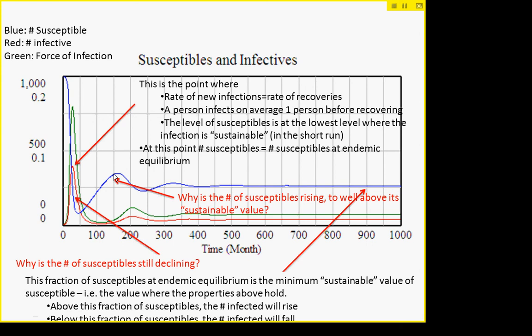It's rising up to that level because there's very, very few infectives around as of yet. And the number of infectives will then start to go up. It'll start to rise, and eventually it'll rise to enough of a point that it pulls down this number of susceptibles once again. Okay, so you'll notice that it goes to this endemic equilibrium where it's at this sustainable level.